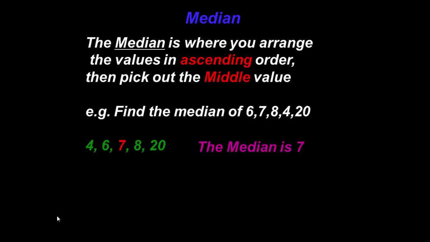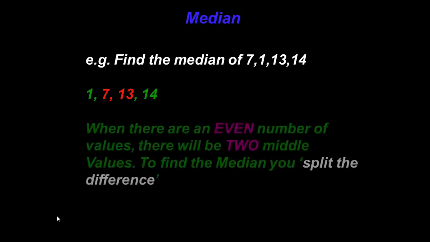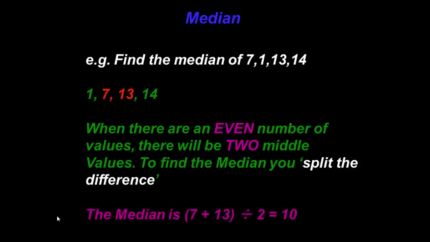Now that was easy to do because there were very few values. Also it was easy to do because there was an odd number of values. It's a little tricky if you've got an even number of values. Let me show you. Suppose I'm asked to work out the median of these 4 values, 7, 1, 13 and 14. I'll put them in order and I find now that I've got not 1 but 2 unique middle values, 7 and 13. To find the middle value in this case, the median, I add those and divide. So 7 and 13 gives 20 and divide that by 2 to give 10. In other words, I've kind of split the difference of the 2 middle values.